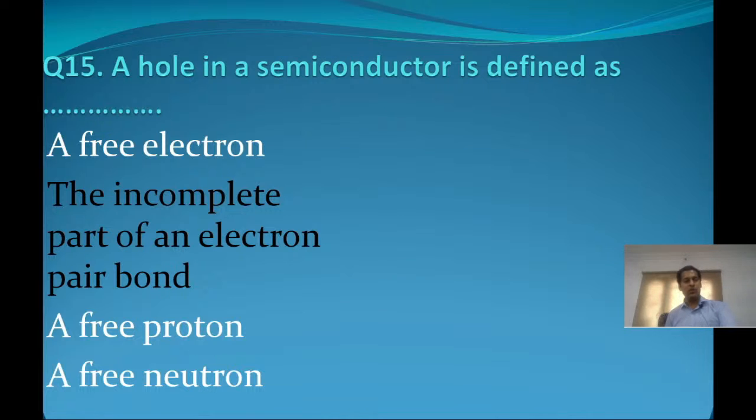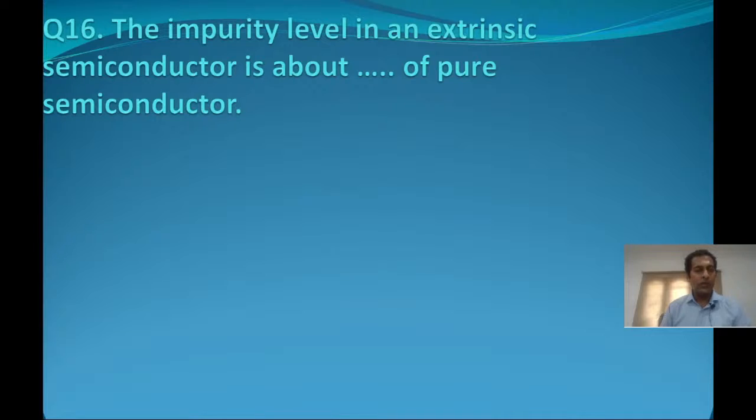When there is an electron, there is no hole. When the electron jumps out of the particular place, there is an incomplete part. It is the absence of electron. So those who are giving option 2, their answer is correct. Let us move to the next question.